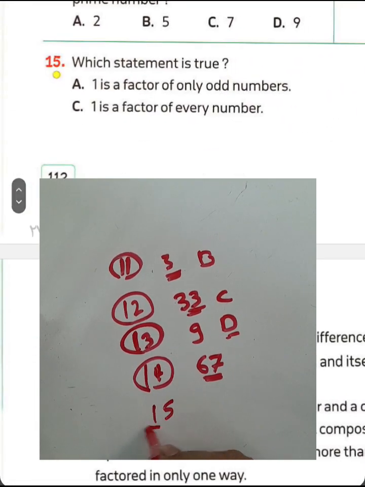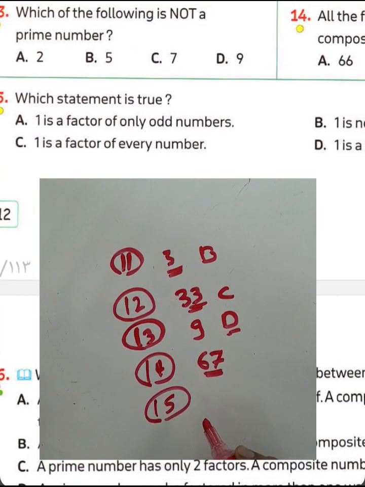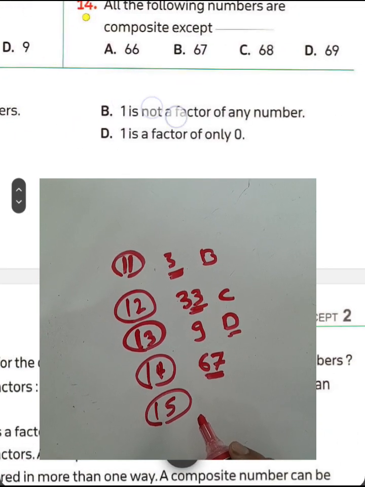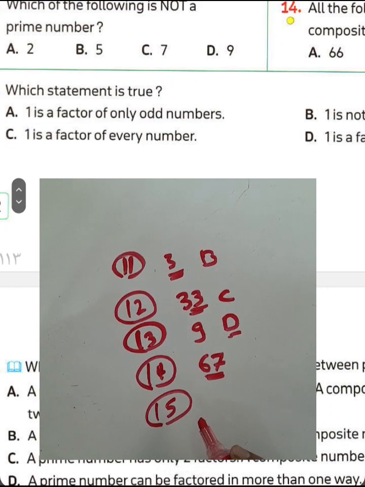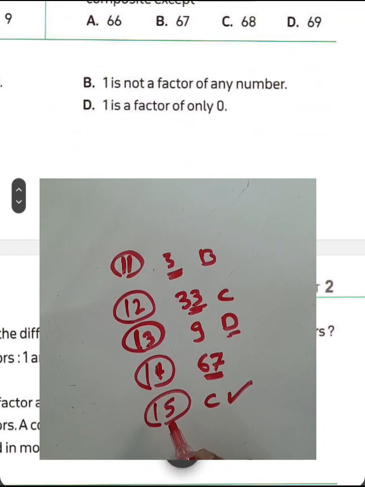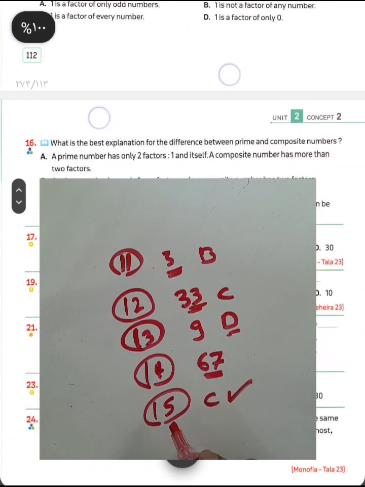Question number 15. Which statement is true? Letter A. 1 is a factor of only odd numbers. No, odd and even, any number can be divided by 1. Letter B. 1 is not a factor of any number. It's false, because any number can be divided by 1. Then 1 is a factor of any number. Letter C. 1 is a factor of every number. Yes, it's true. Choose letter C. D. 1 is a factor of only 0. No, any number can be divided by 1. Question 16.